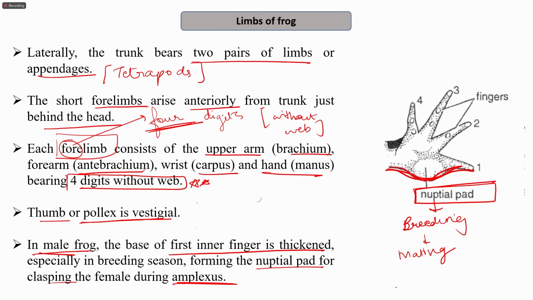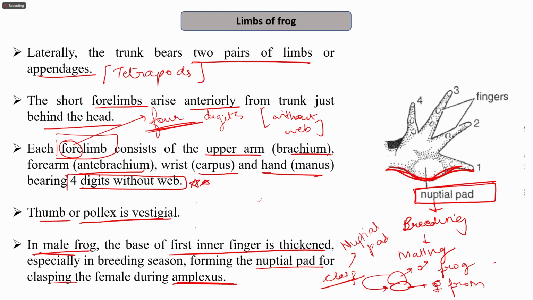During mating, this is the female frog, and above the female frog lies the male frog. Since the skin is very slippery, the male frog clasps or holds the female frog with the help of this nuptial pad. So this nuptial pad helps in clasping the female during amplexus. This mating position in frog is known as amplexus, where the male frog lies above the female frog during the breeding season in order to mate or copulate.